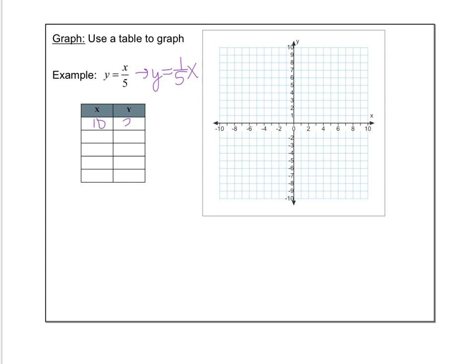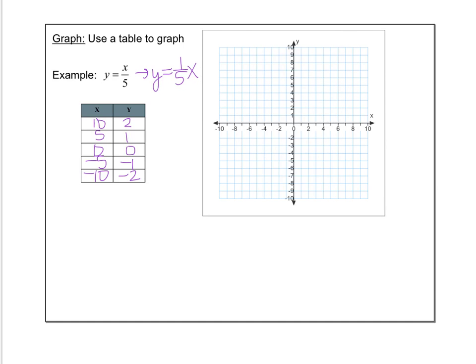10 divided by 5 gives me a y value of 2. You're just plugging in to find the y values. I can pick 5. 5 divided by 5 is 1. I can pick 0. 0 divided by 5 is 0. And then you should pick some negatives too. So negative 5 divided by 5 is negative 1. And negative 10 divided by 5 is negative 2. So on the homework you have a little bit of freedom here.